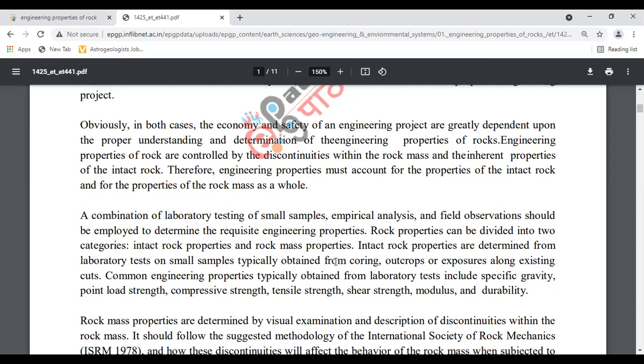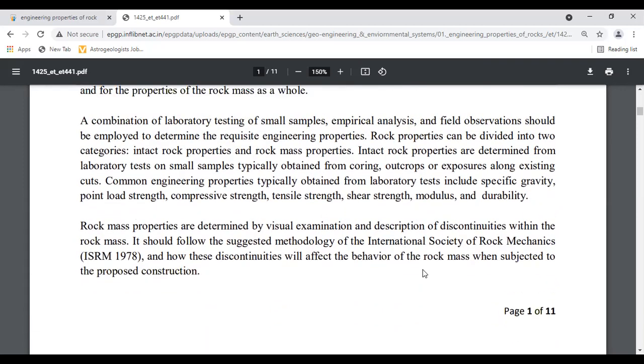Intact rock properties are determined from laboratory tests on small samples, typically obtained from coring, outcrops, or exposures along existing cuts. Common engineering properties typically obtained from laboratory tests include specific gravity, point load strength, compressive strength, tensile strength, shear strength, modulus, and durability.